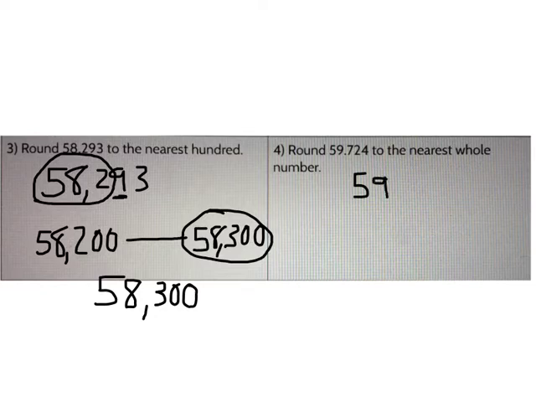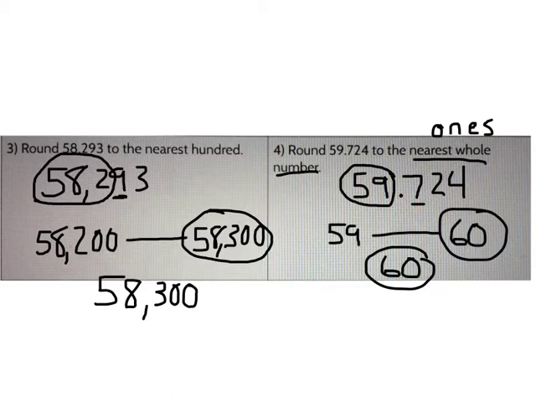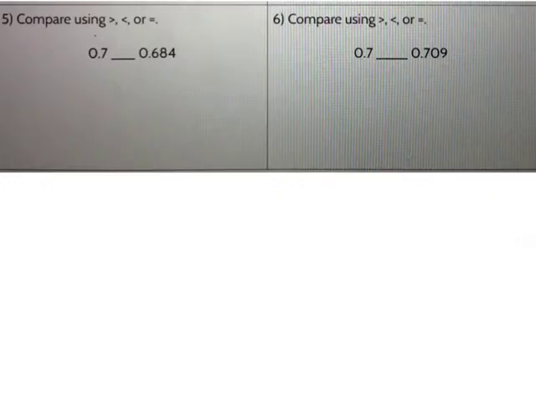Now you try one. Round 59 and 724 thousandths to the nearest whole number. Remember, to the nearest whole number means the ones place. Check your work with mine. 59 is the whole number, so our number falls between 59 and 60. The 7 in the tenths place tells me that this number is closer to 60.